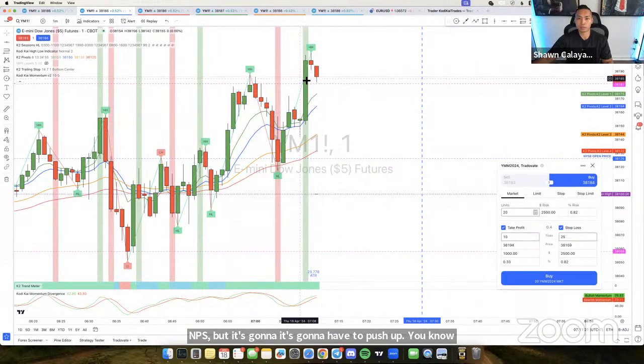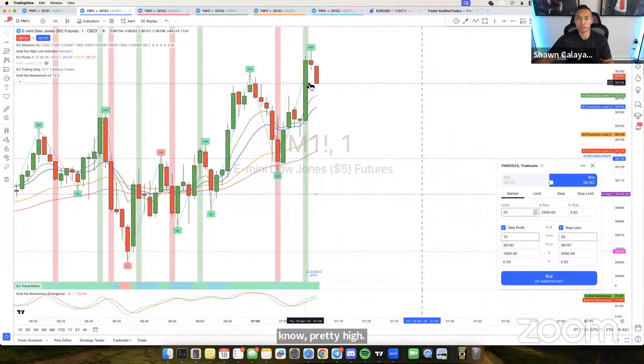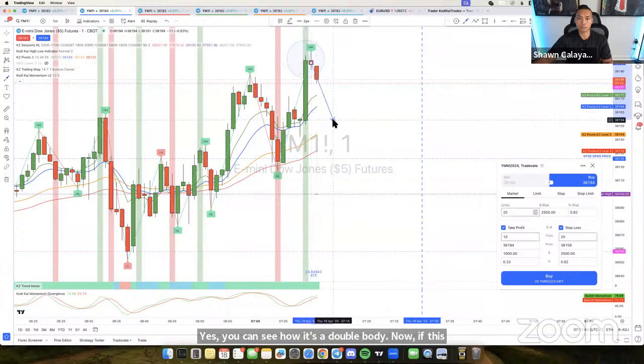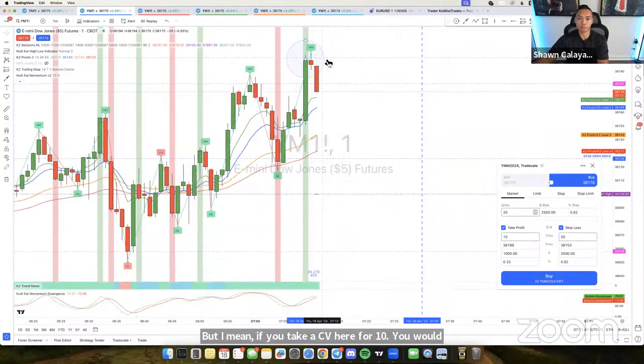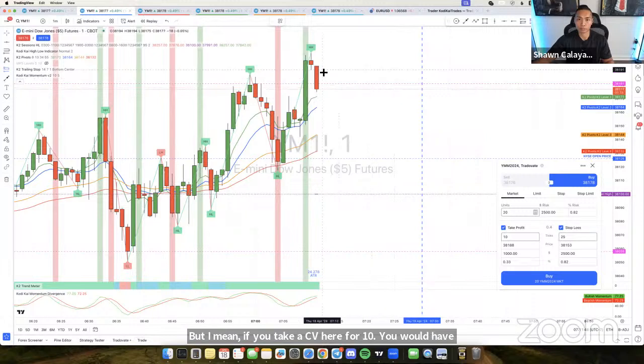This candle here is just too huge. This is what I would be worried about, because this here is actually a CV entry. You guys can see how it's a double body. This candle is smaller. Now, if this plays out as a CV, it's likely to push down and fill this candle here. But if you took a CV here for 10, you would have gotten your 10 points.